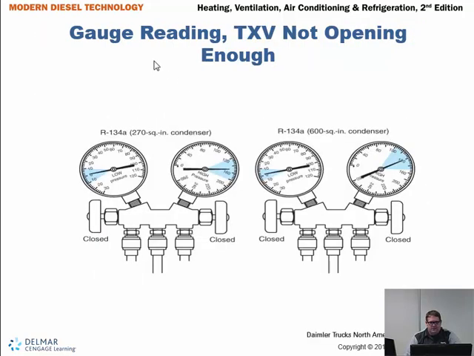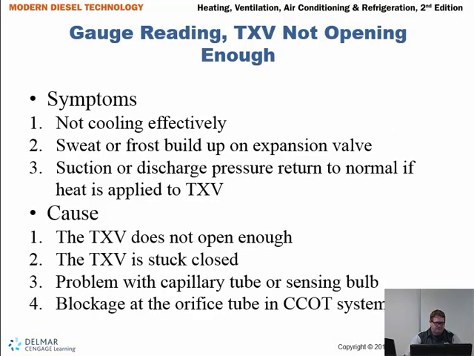All right, gauge reading. So let's look at this again. If the TXV is not opening enough, we're going to see, again, low side pressures because it's sucking against the TXV valve that's not opening. And then you're going to see high side pressure because it's pushing against a restriction. So both of these are pretty normal, and you see a corresponding change with the system being bigger, we're not going to have as much of a high pressure.